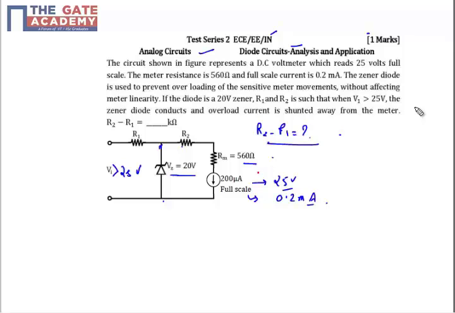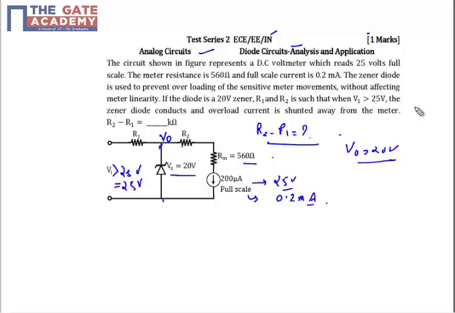So the input should be greater than 25 volt. Let's take the limiting case and consider the input as 25 volt. Now the voltage across the Zener diode will be fixed at 20 volt, so let's name this node V0. My V0 will always be 20 volt, because V0 is the voltage across the Zener diode, which is fixed at 20 volt.